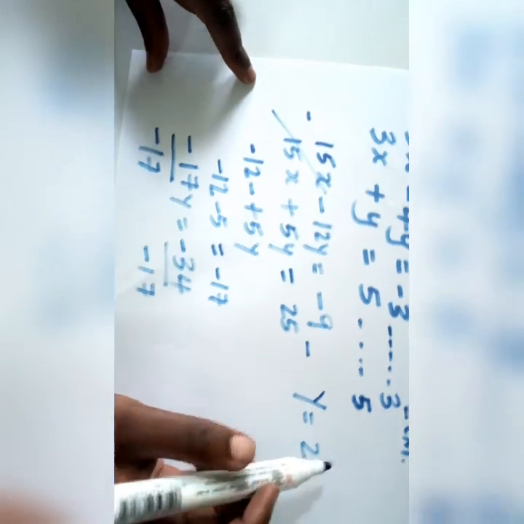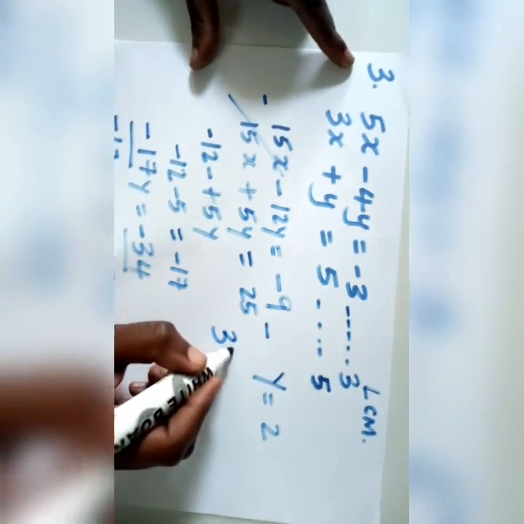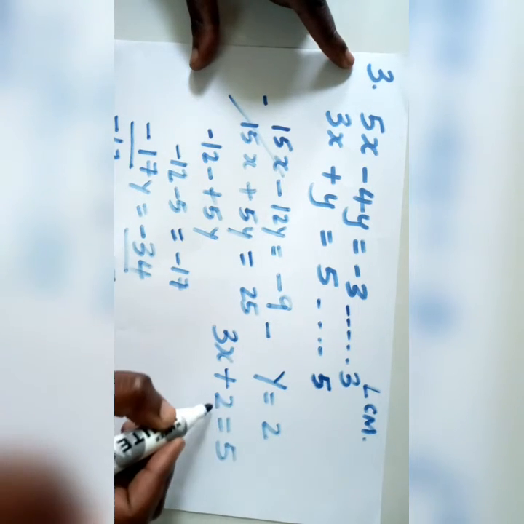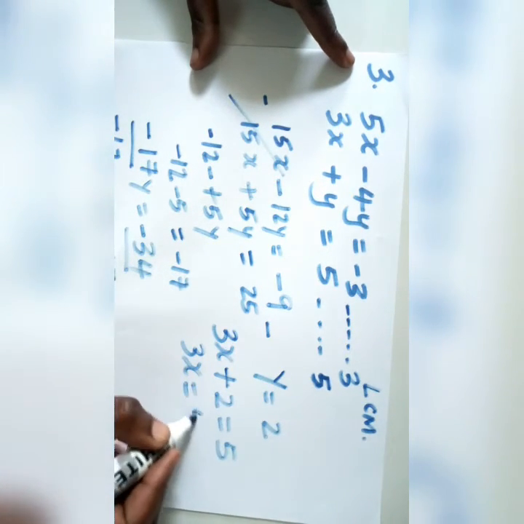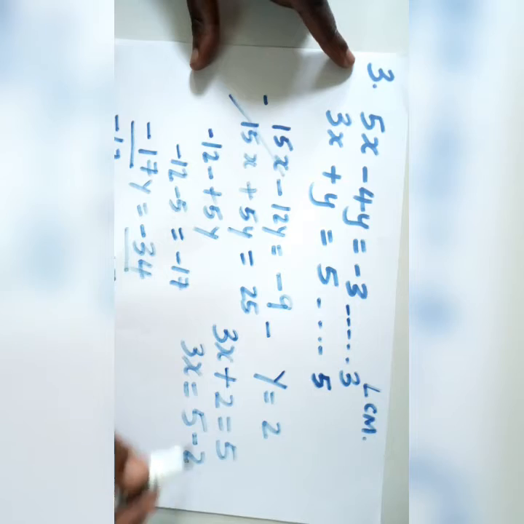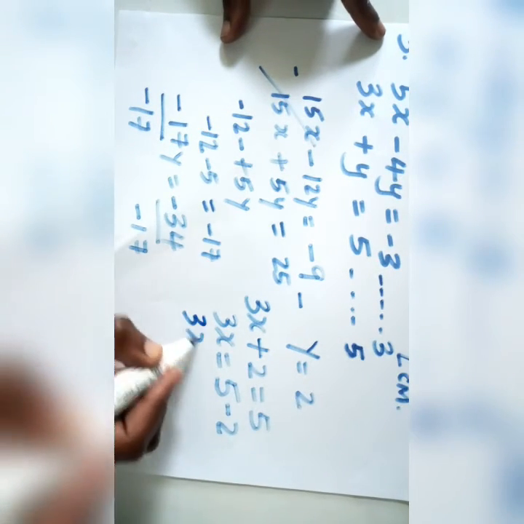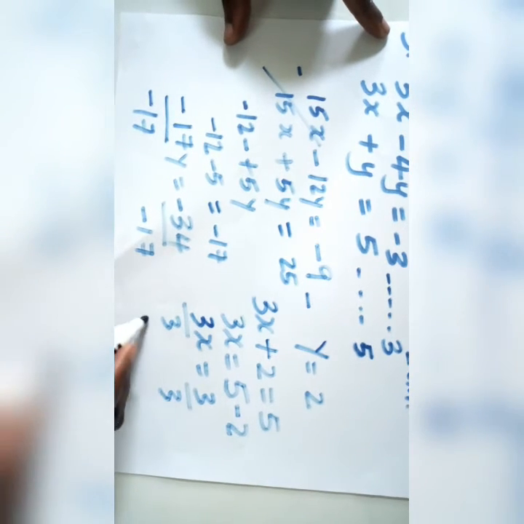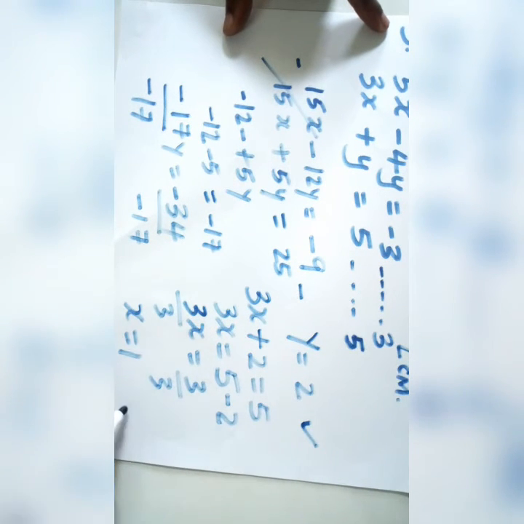So now we substitute this value in any of these equations, so we can use the second one. So 3x, we are looking for x, 3x plus 2 equals 5. Our y is 2, so I'm using 2 instead of y. So 3x equals, we're taking 2 to the other side, it becomes a minus 2. And then we have 3x equals 3, divided by 3 on both sides, x equals 1. So we have y equals 2, and we have x equals 1.